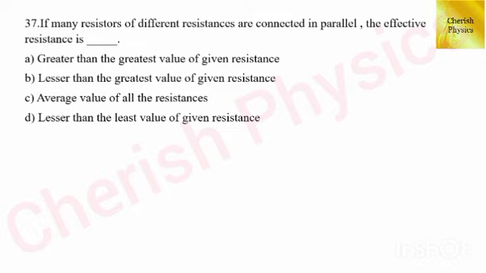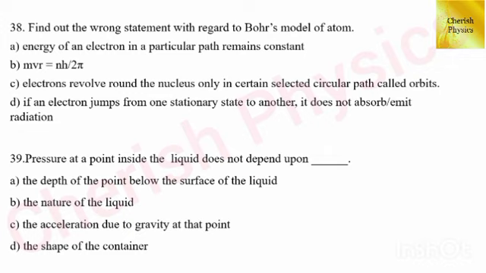37th question. If many resistors of different resistances are connected in parallel, the effective resistance is dash. The answer is option D, lesser than the least value of given resistance. 38th question. Find out the wrong statement with regard to Bohr atom model. The answer is option D is the wrong one. If an electron jumps from one stationary state to another, it does not absorb or emit radiation.